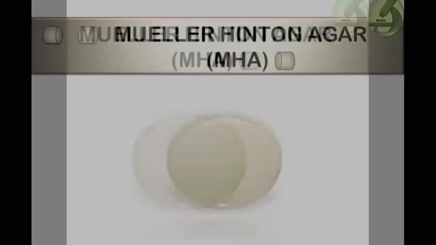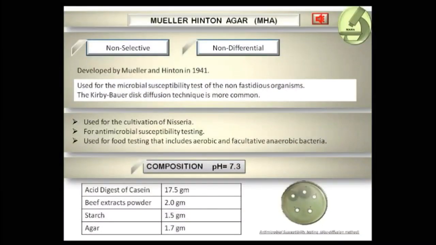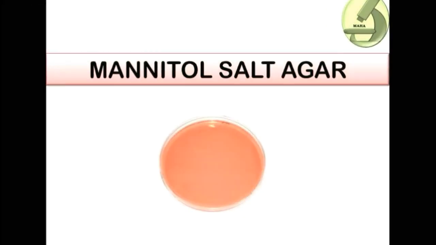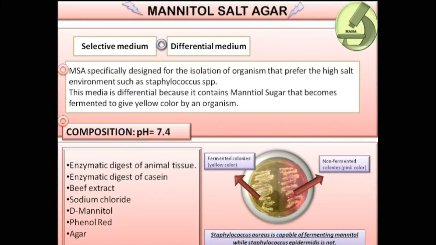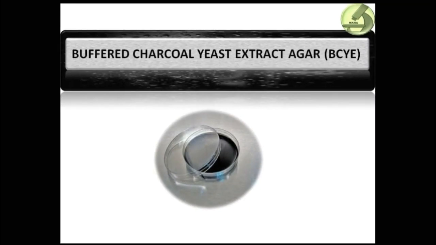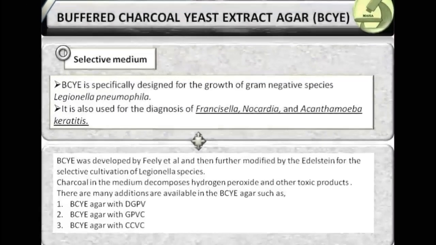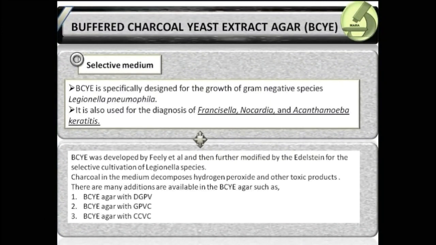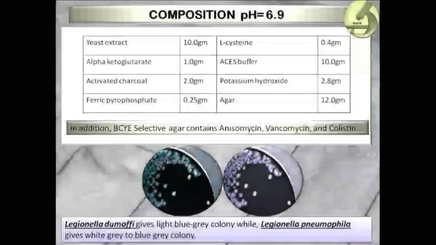Mueller-Hinton agar. It allows the growth of all types of microorganisms. Mannitol salt agar. It is specifically designed for the isolation of organisms that prefer a high salt environment for their growth. Buffered charcoal yeast extract agar. It is a selective medium used for the isolation of Legionella pneumophila.